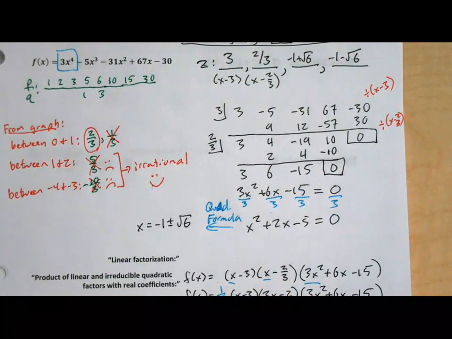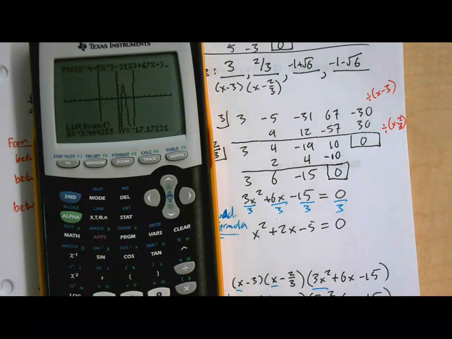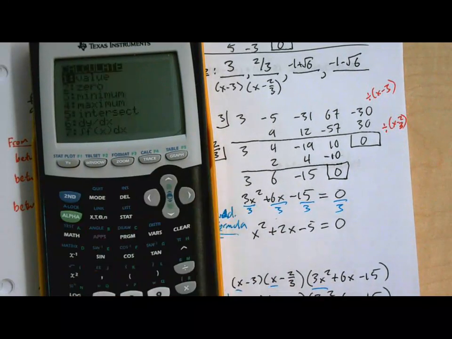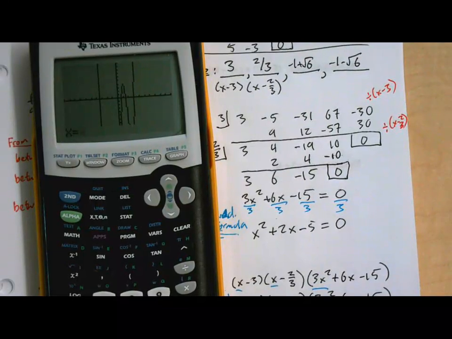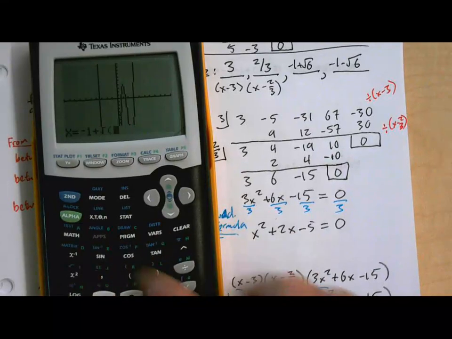I've already gone to the trouble of graphing this in my calculator, so I'm going to go ahead and make sure that that's right. I'll go back into here, and I don't know what's going on here, but I'm going to do second calc value again, and I'm going to try typing in -1 plus root 6.